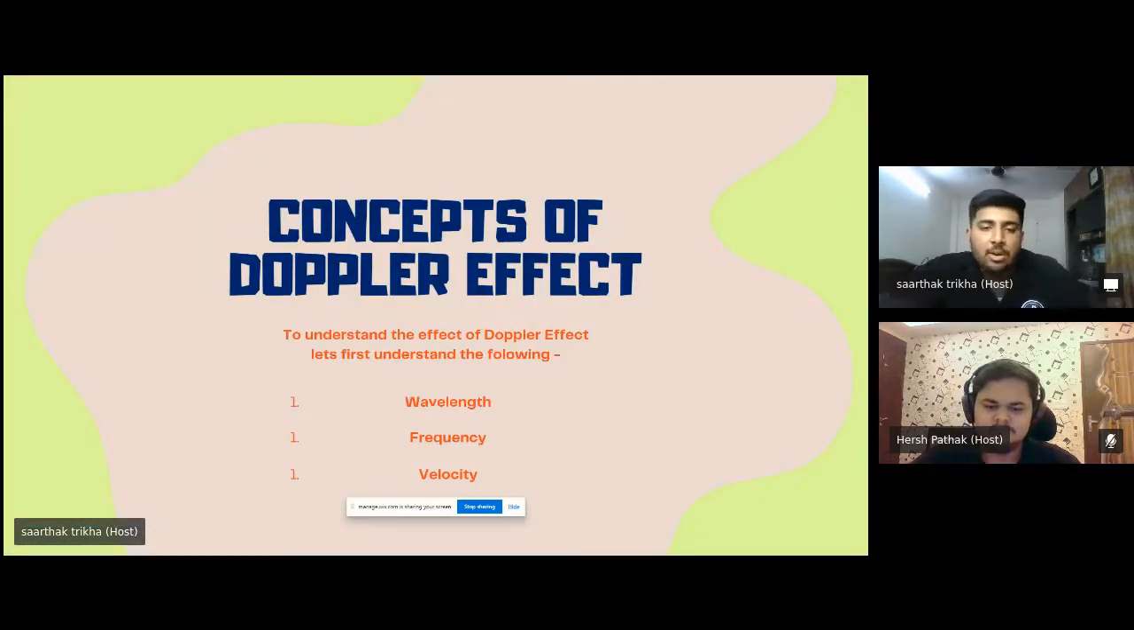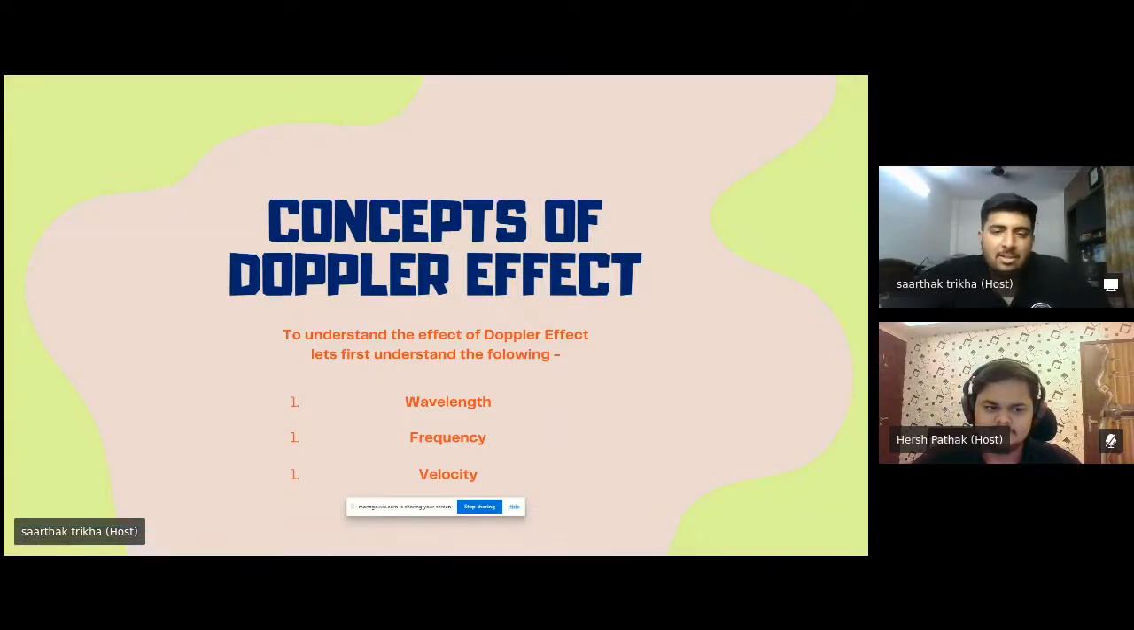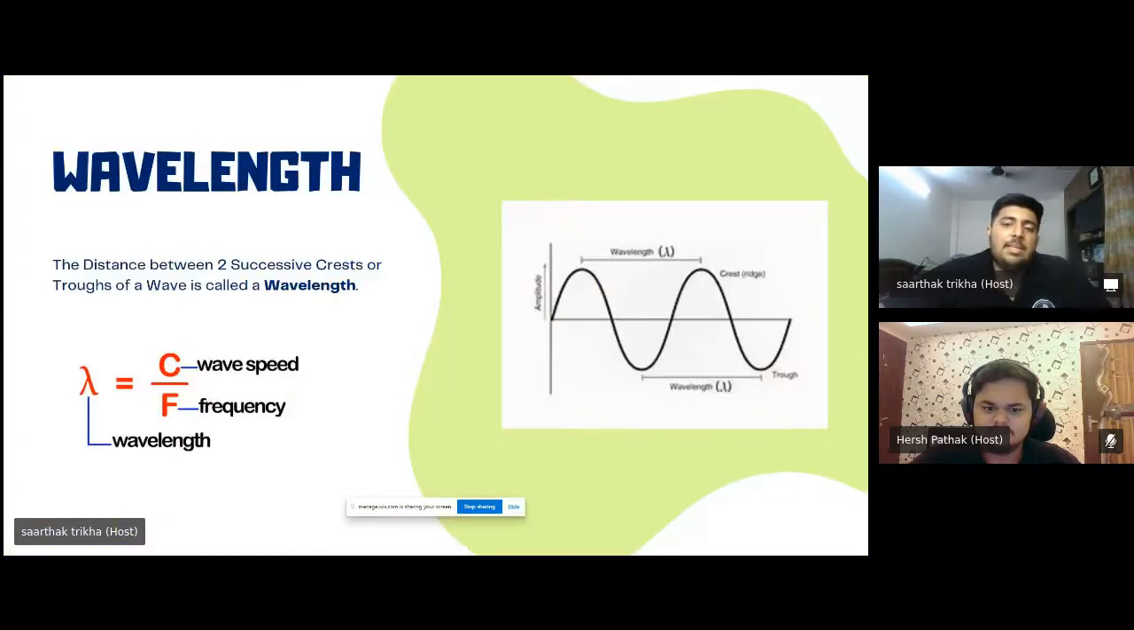So the concepts of Doppler effect. To understand the Doppler effect, we have to study these three basics. You would already know wavelength, frequency, and velocity, but let's study them a little bit again. Wavelength is basically the distance between two consecutive crests of a wave, and its mathematical formula is the speed of the wave upon frequency.